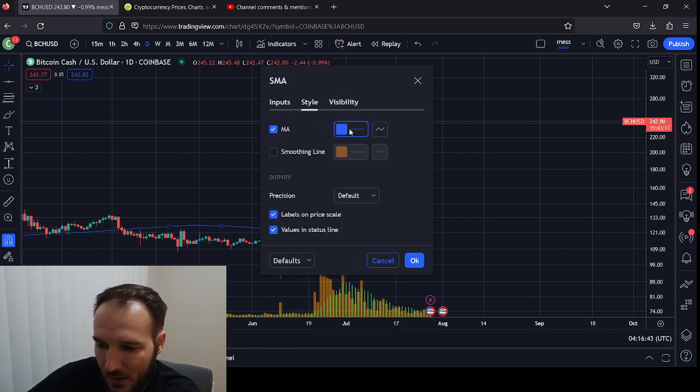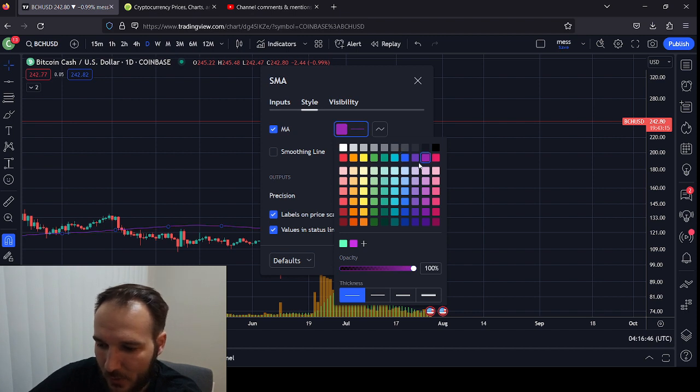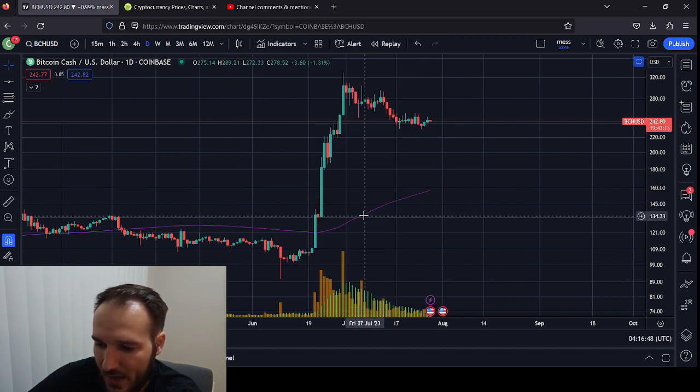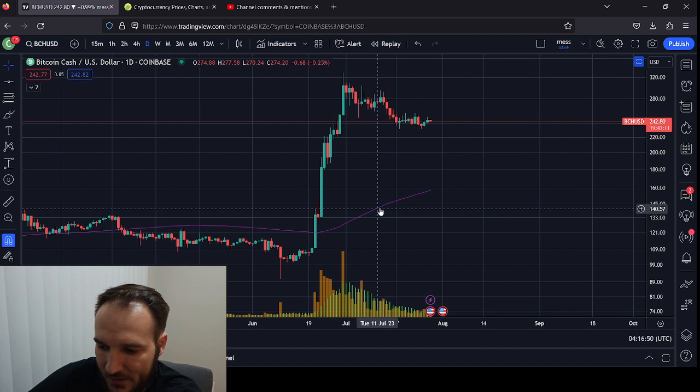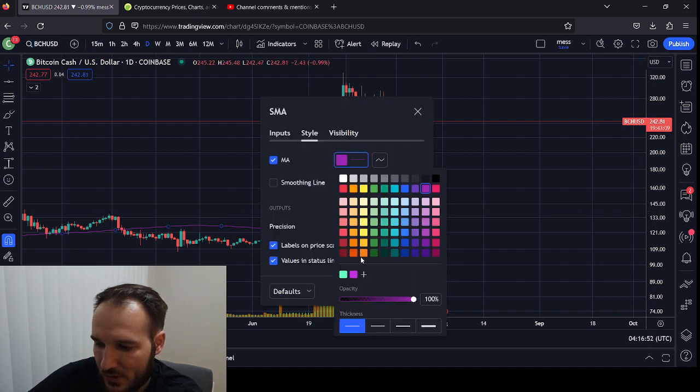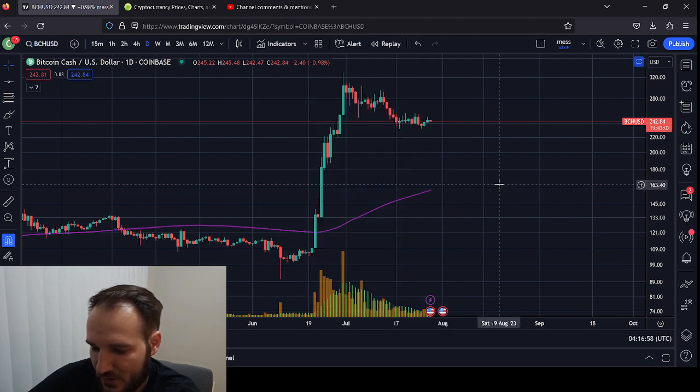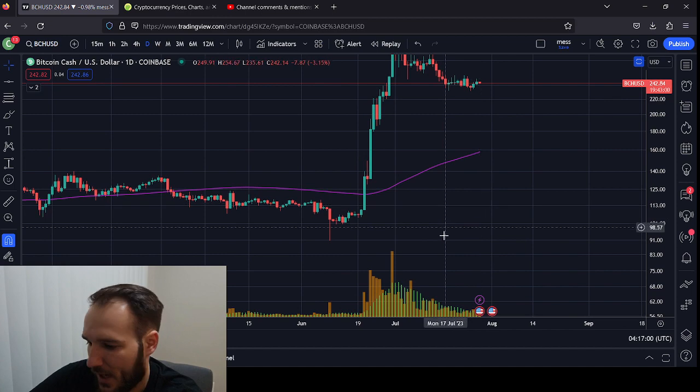And then the style, you know, I like to change the color. I make it purple or whatever. And it's kind of thin there. I feel like it's not as easy to see, so I do make it just a little bit thicker. I don't make it too thick, right? Just barely. And that's the line we got right there.